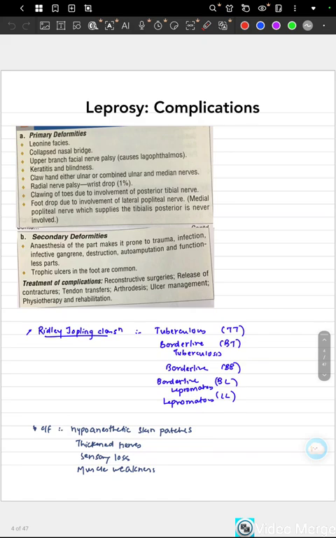Then in the legs, the lateral popliteal nerve is affected, that leads to foot drop. Medial popliteal nerve is generally spared, and posterior tibial nerve is going to get affected, that will lead to clawing of the toes. And secondary deformities are anesthesia of the part. There are hypoanesthetic fractures that are prone to trauma, infection, infective gangrene, destruction and autoamputation, and trophic ulcers are also common. Management of complications is by reconstructive surgeries. The release of contractures, tendon transfers or arthrodesis can be done.